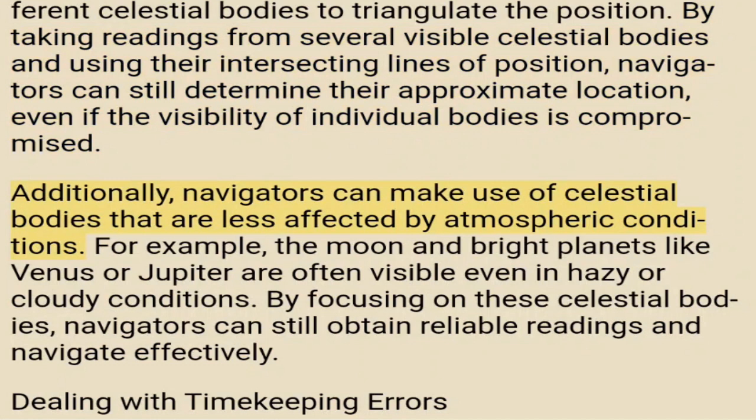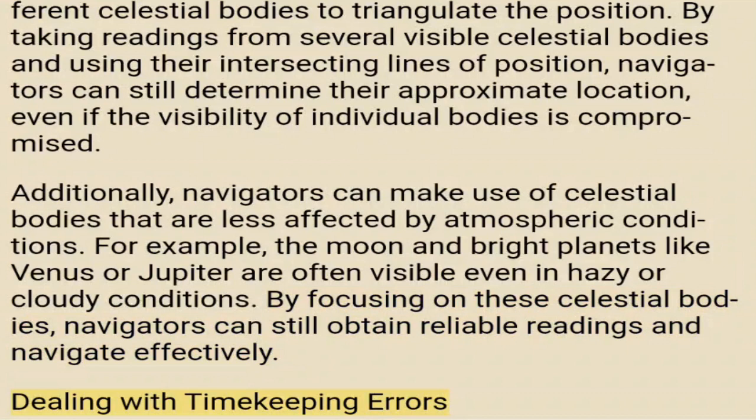Additionally, navigators can make use of celestial bodies that are less affected by atmospheric conditions. For example, the Moon and bright planets like Venus or Jupiter are often visible even in hazy or cloudy conditions. By focusing on these celestial bodies, navigators can still obtain reliable readings and navigate effectively.